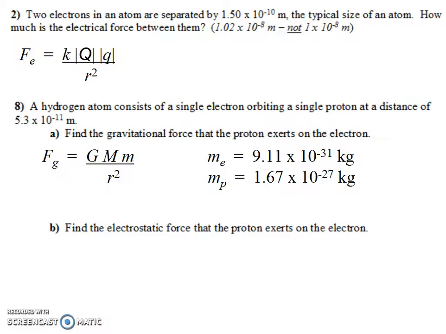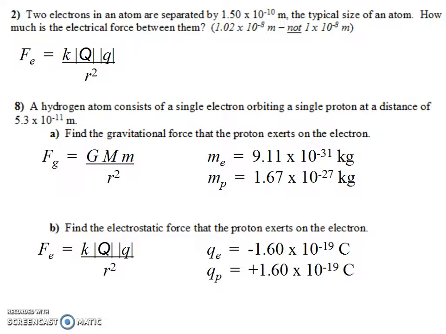Letter B now is electrostatic force. Of course, we're using Coulomb's law. Now we're using the charge. So make sure you're using the charge on these objects, which, if you forgot, you could always look up on the chart we did last class. Here are the charges on the electron and proton. It's just a matter of making sure you're putting the right numbers in the right places.